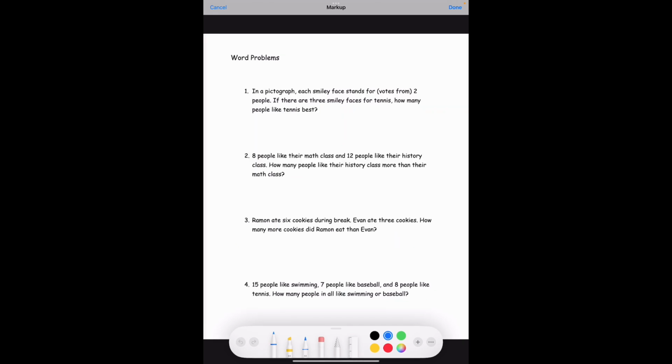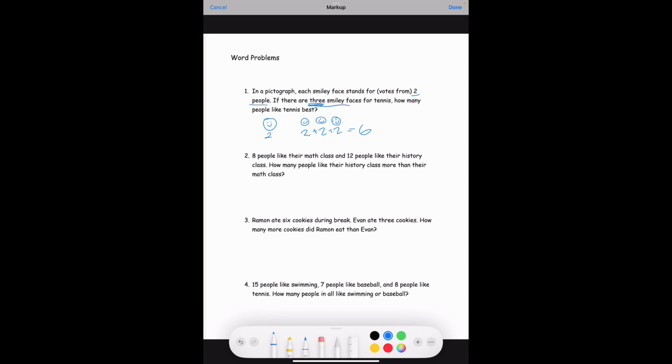Last page. Alright, now let's look at some word problems. Let's do number 1. In a pictograph, each smiley face stands for 2 people. If there are 3 smiley faces for tennis, how many people like tennis best? Okay, so 1 smiley face is 2 people. And if there's 3 smiley faces, let's add 2 3 times. So 2 plus 2 plus 2 equals 6. So 6 people like tennis best.